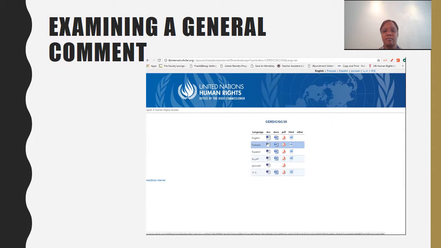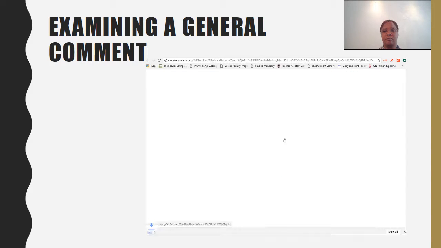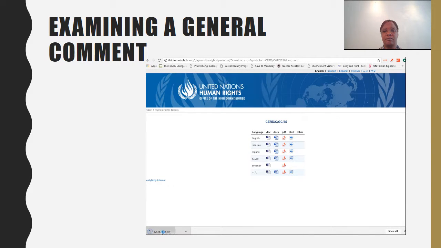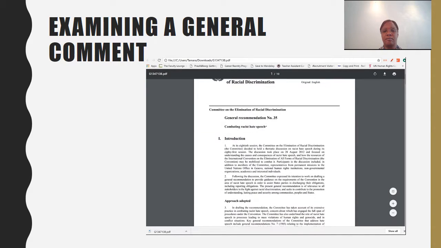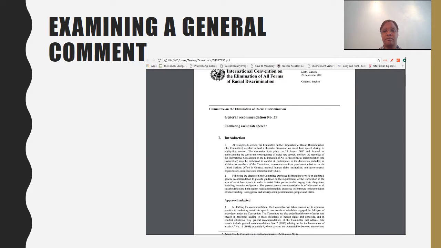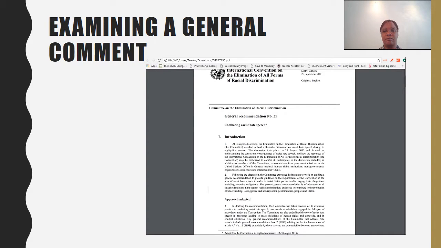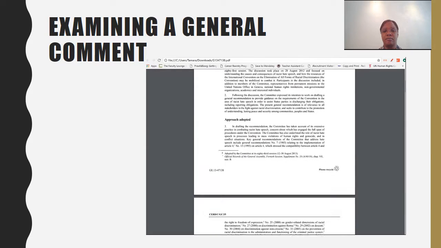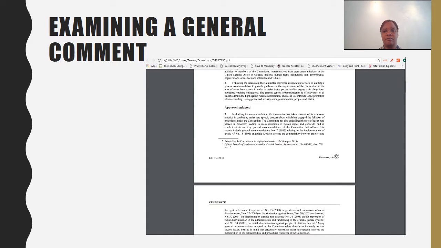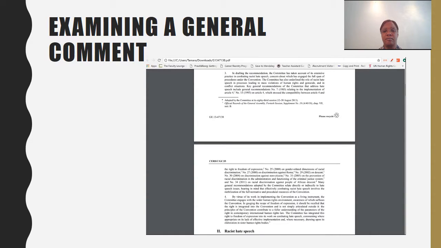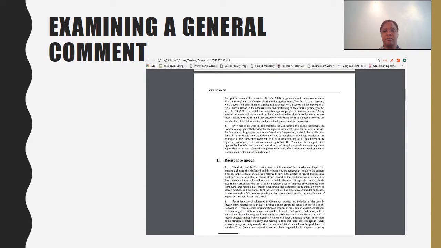And we have the option to look at it as a Word document or a PDF in English. So we're going to take a look at it as a PDF. And essentially we see what looks like a typical document from the UN. And the important thing here is to recognize that often there's background information inside of these general comments. So you can see here that they introduce it, they explain how the committee approached the drafting, and then they give the operative provisions here in part 2.